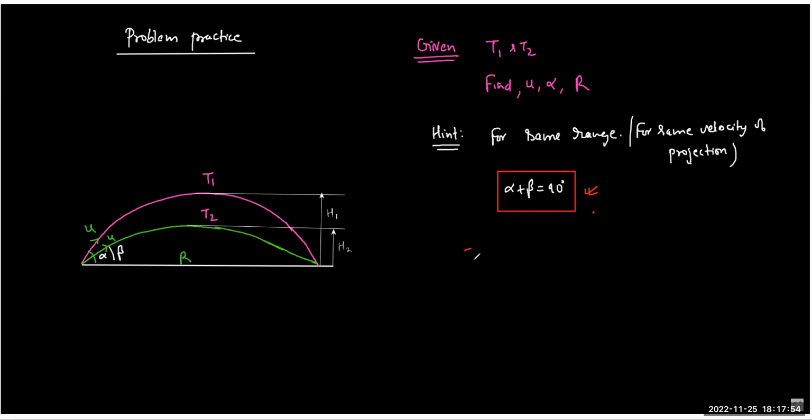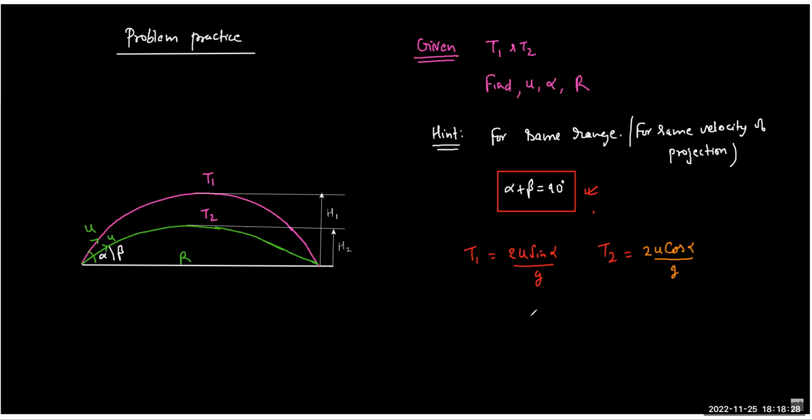So what is T1? Tell me guys, what is T1? T1 is how much? 2u sin alpha by g. Very good. What is T2? 2u cos alpha by g. Yeah, so sin beta is the same as cos alpha. So try to express only in terms of alpha or only in terms of beta. That's better.